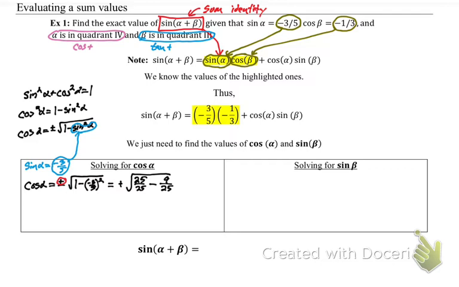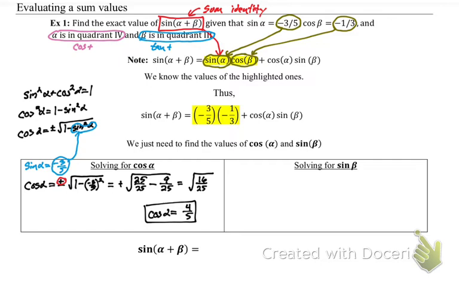Yes. All right. So that's just going to equal the square root of 25 minus 9, which is 16 over 25. Square root of 16 is 4. Square root of 25 is 5. So cosine alpha equals 4 over 5. So now we can put that 4 over 5 back into this problem.